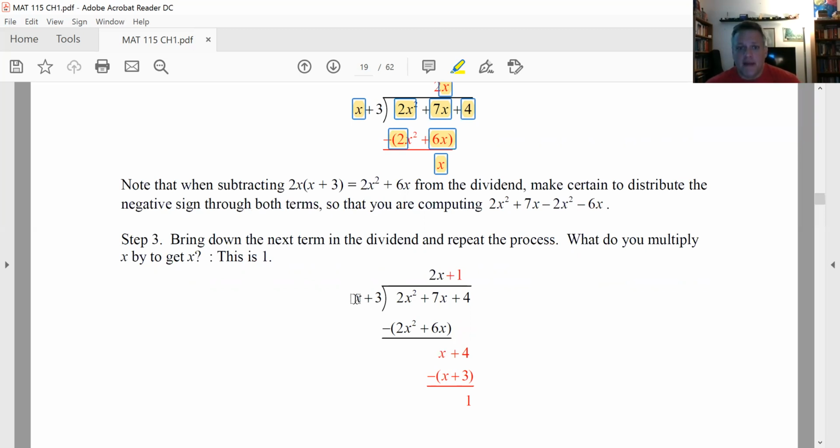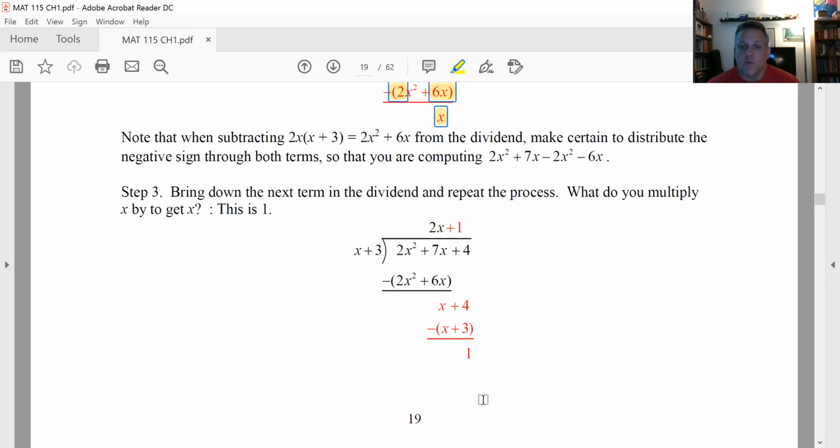Well, what do you multiply x by to get x? You multiply it by 1. And so if I multiply this whole thing times 1, what I end up doing is subtracting x plus 3 from that previous step. But to subtract it, remember, you're distributing those negative signs through both terms. The x's cancel, which they will always do. That leading term will always cancel by how you chose the part up here in the quotient to begin with. And then 4 minus 3 is 1. Right, so your remainder is 1.